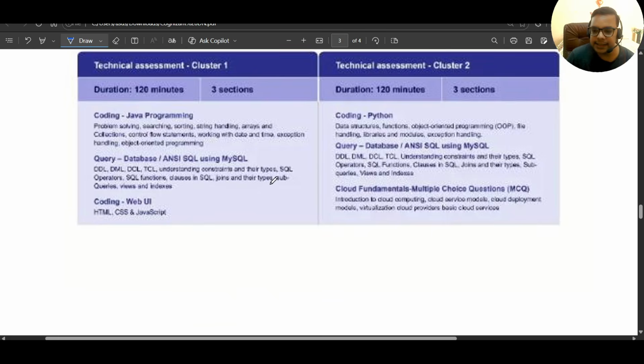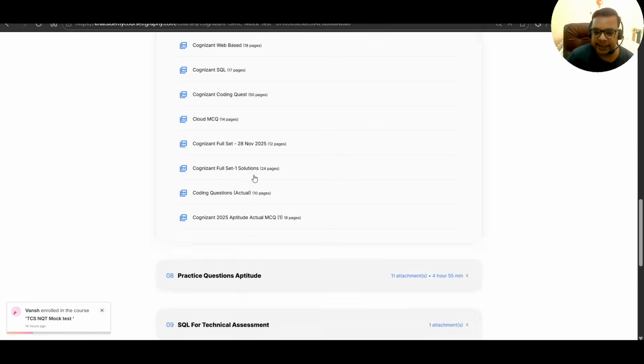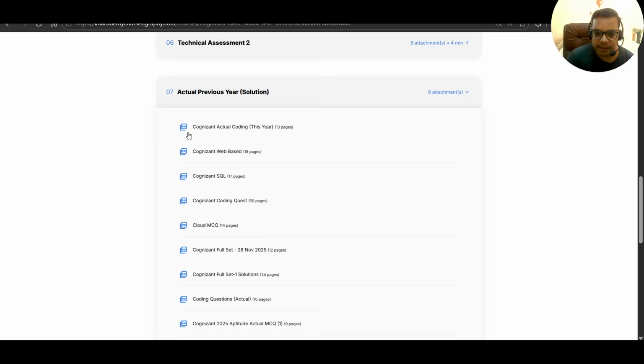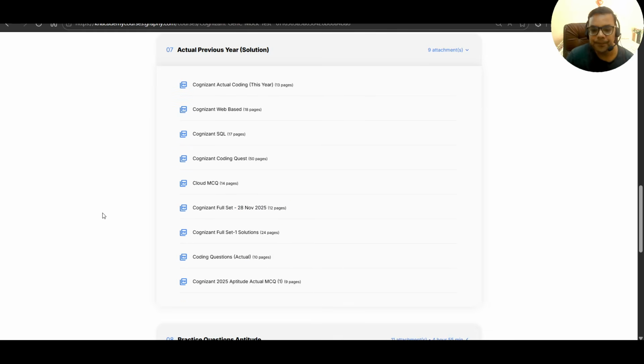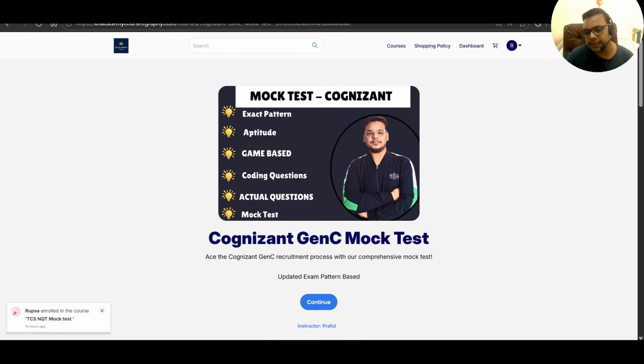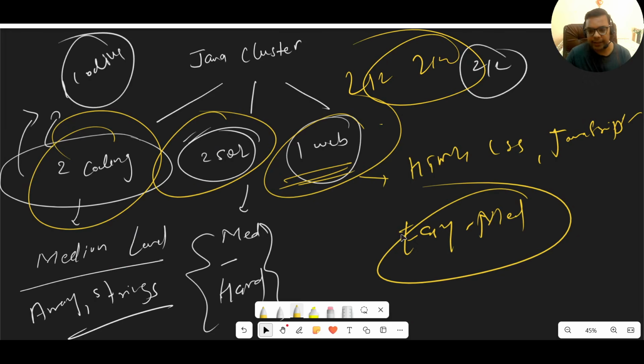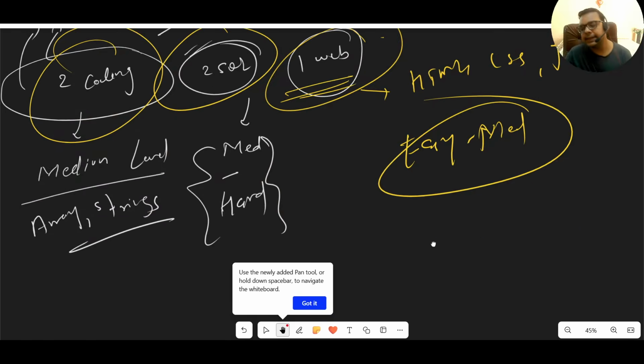Also, for the technical assessment, as I mentioned, we have already provided the previous questions. If you look here, you will get the coding questions, so you will get an idea of what kind of questions they ask. For SQL questions, we provided a complete list, a full set, in which you will get the exact questions. The link to the mock test series will be in the description, which you can check out.